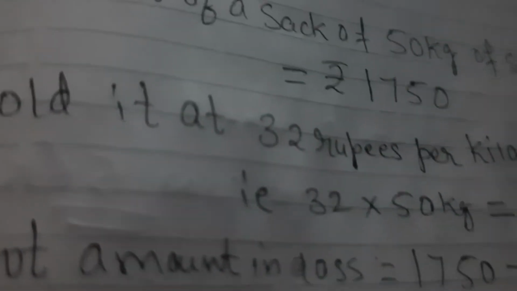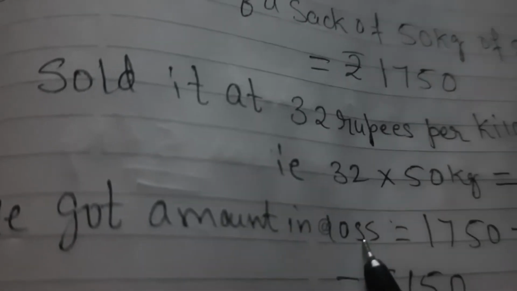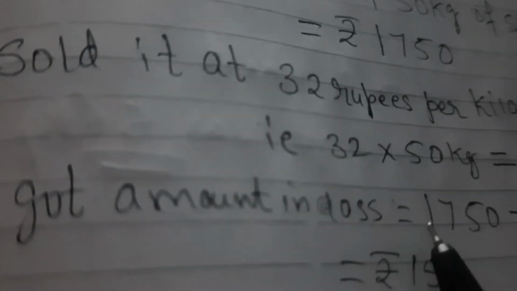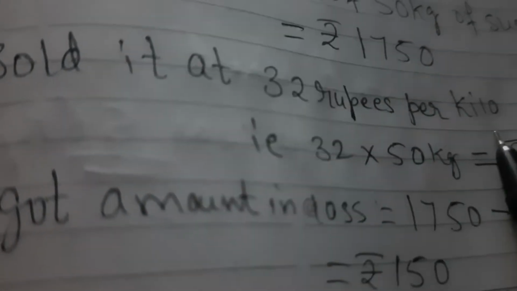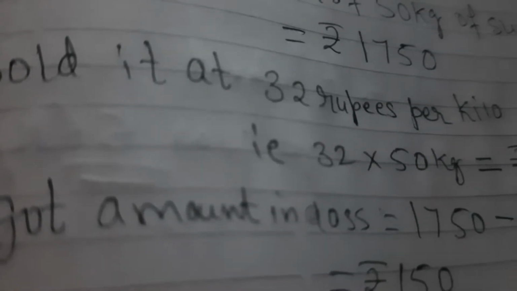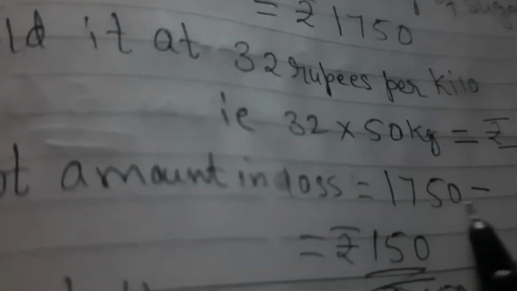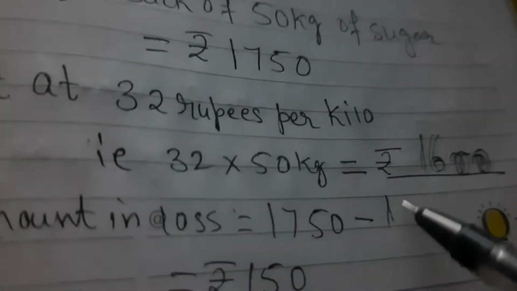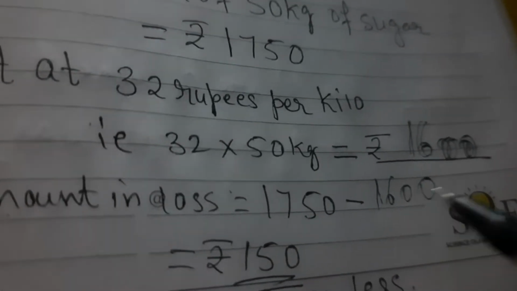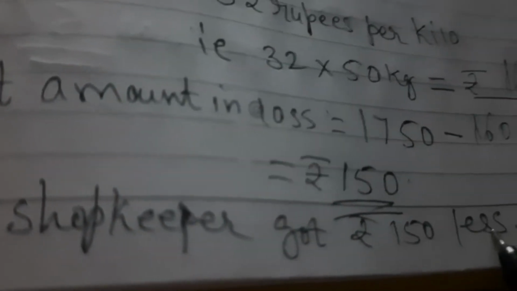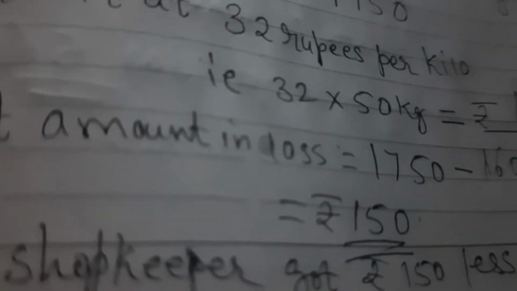Now what you have to do is, he got the amount in loss, because they are telling it was a loss, of course, because 1600 he is getting as the amount after selling. 1750 minus 1600, and that is rupees 150. So the shopkeeper got rupees 150 less, children.